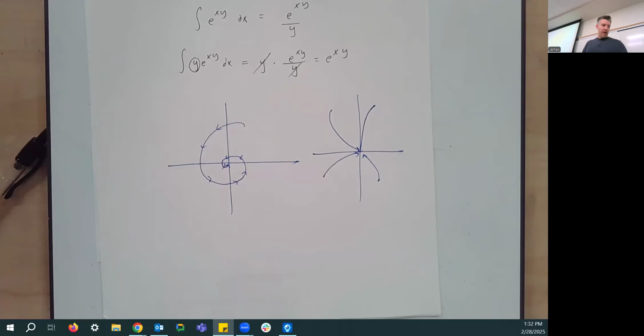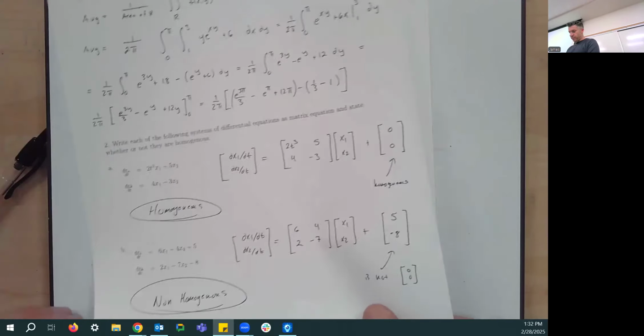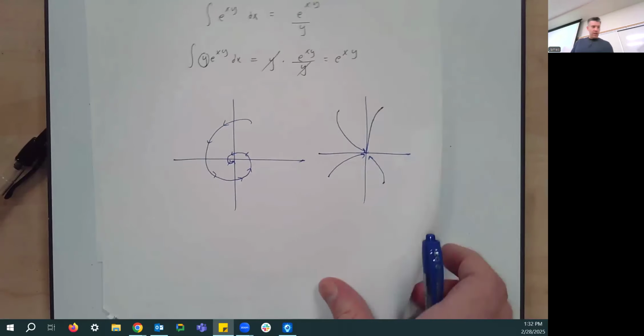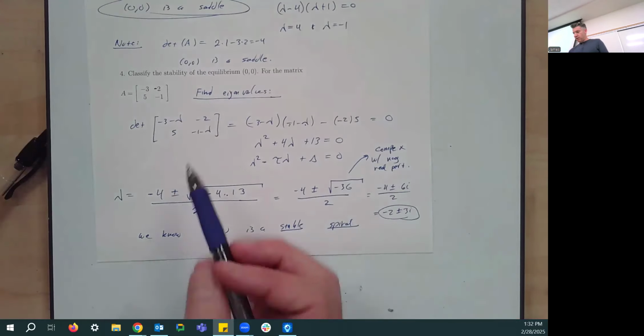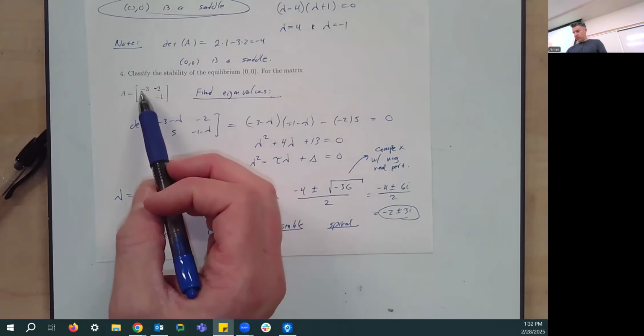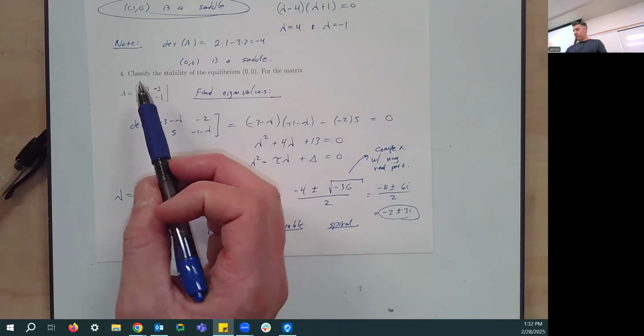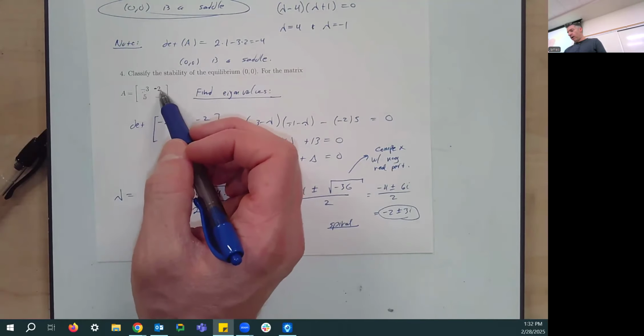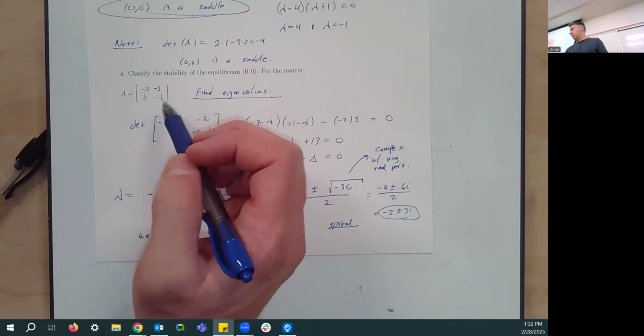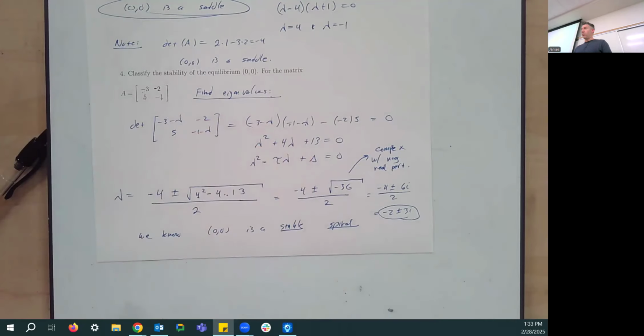If you have the time, I might encourage you to plot some different ones. If you have a minute, take this matrix, -3, -2, 5, -1, the one that we just did, and plug it into one of those direction field plotters: dx/dt is -3x minus 2y, and dy/dt is 5x minus 1y, and you'll see that it looks like a spiral. Whereas if you plot something else where the eigenvalues are both negative or both positive, you can see it's going to be a node.